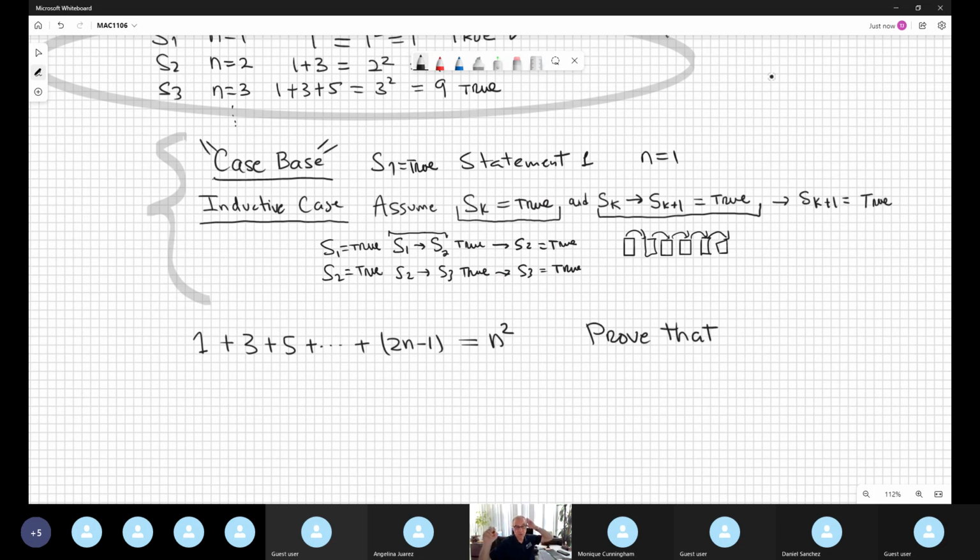Okay, no problem. I will try to do my best. Mathematical induction. The base step or base case is step 1. The left hand side is 1, the first one. The right hand side is 1 squared, and 1 squared is equal to 1. This is true. You consider step 1 as the base step.